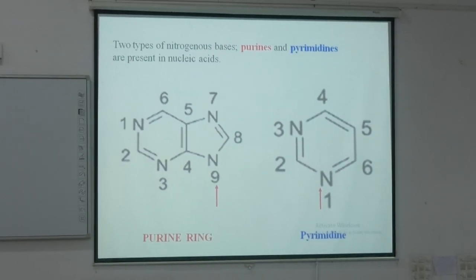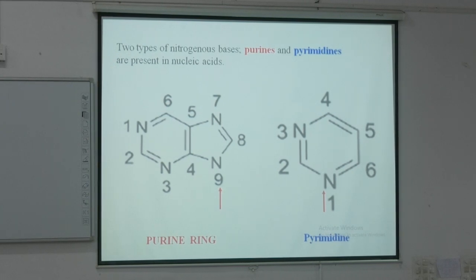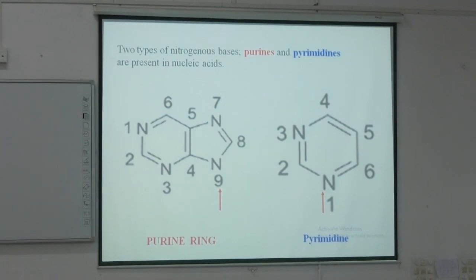These are the purine ring and pyrimidine ring. See carefully, in the purine ring, the numbering should be which direction? Clockwise or anti-clockwise? Anti-clockwise. And in the case of pyrimidine, it will be clockwise.